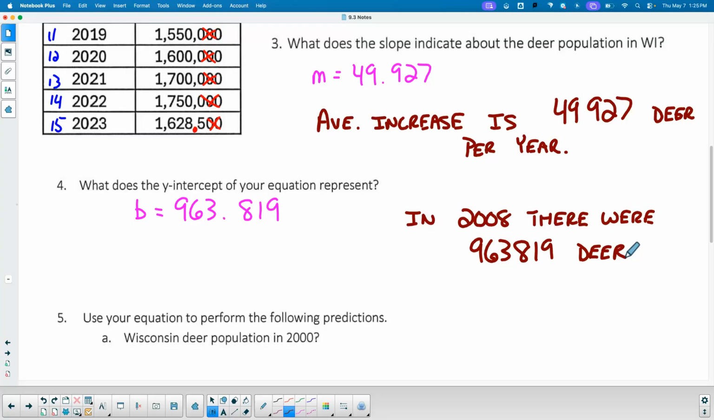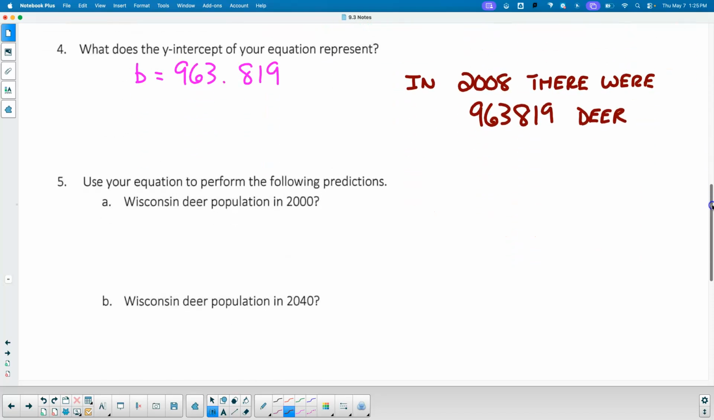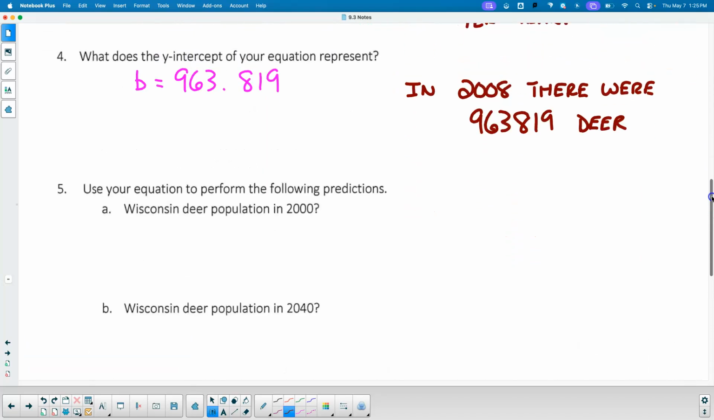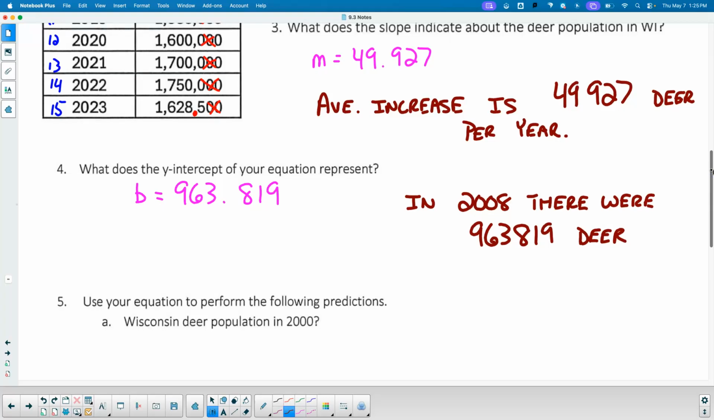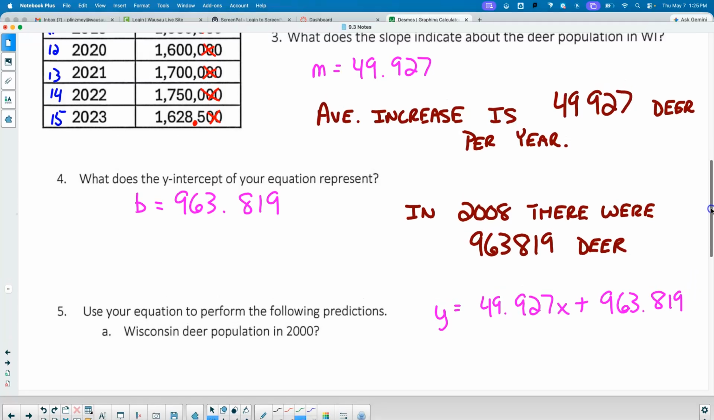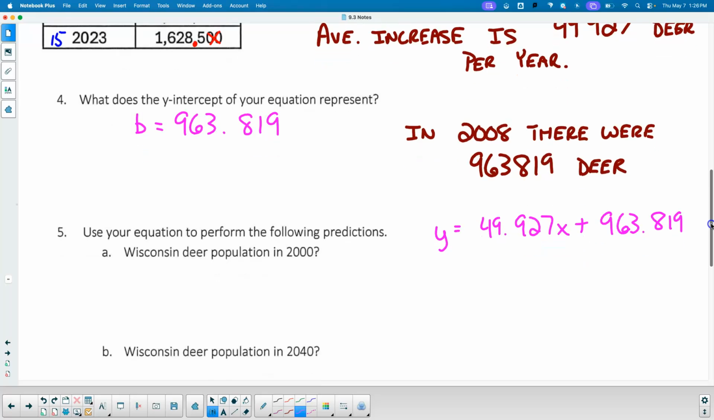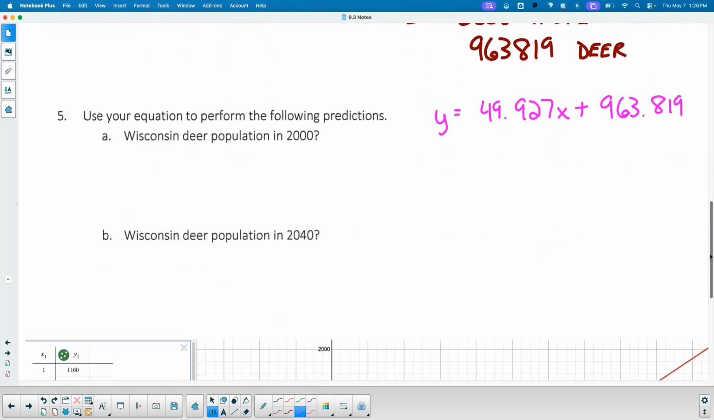Okay, so you're gonna multiply that by 1,000. Use your equation. So our equation was y equals 49.927x plus 963.819. Okay, so that was our equation. We want to perform the following predictions.